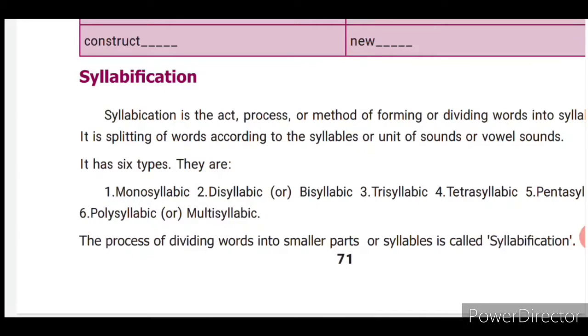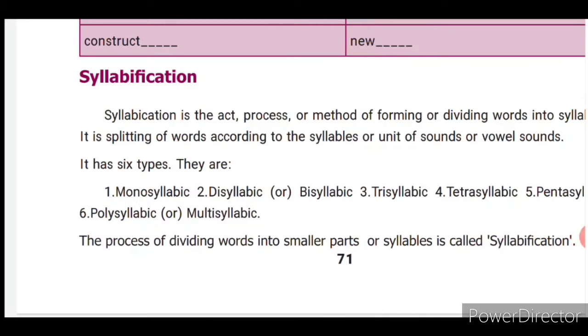Okay, children? This number will be the number of syllables in the word. Okay, how many times it touches your hand? That number will be the syllables in the word. So what is that syllable and what are the kinds of syllables, only we are going to see now.